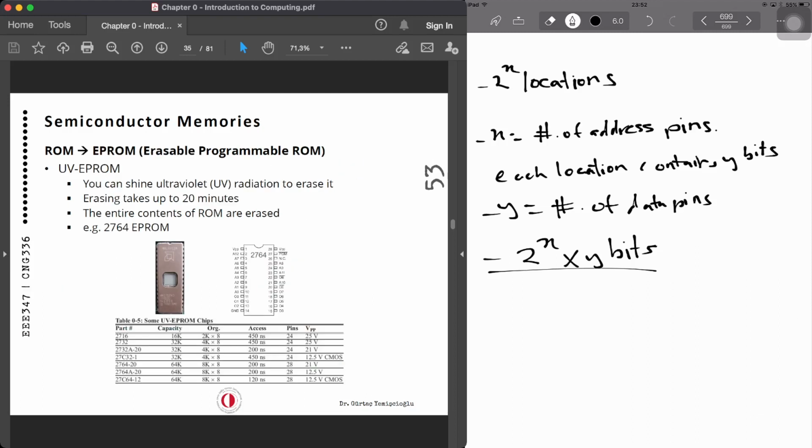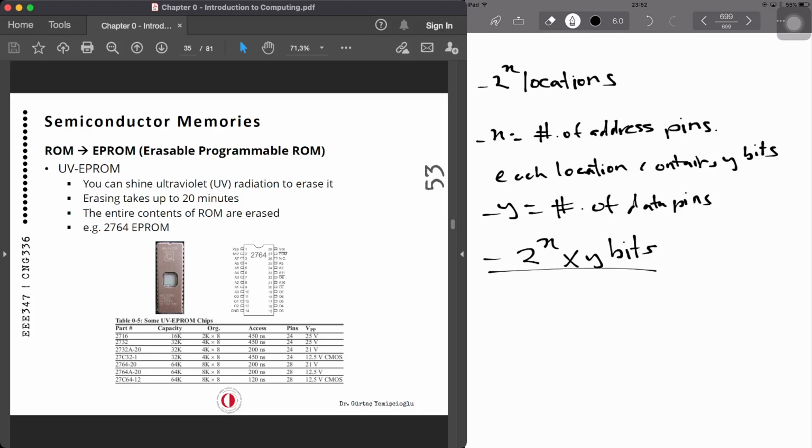Also, we have erasable programmable ROMs, and EPROM is one of those, where, as you can see, there's a small window where you apply ultraviolet radiation so that you can erase it. This is an old-fashioned technology as well. It can take 20 minutes to erase the entire contents, and then you can reprogram it.